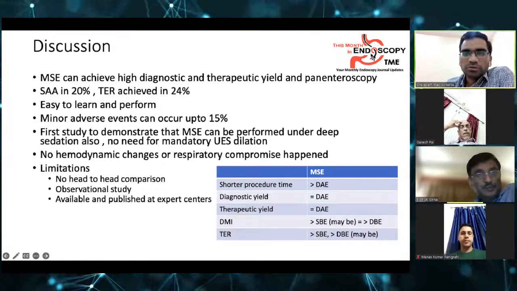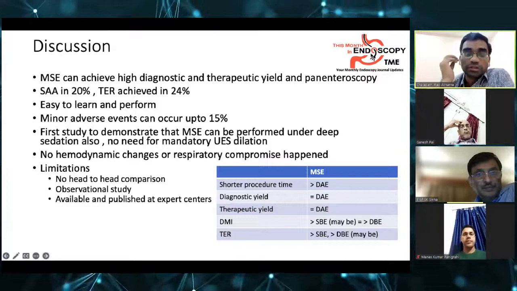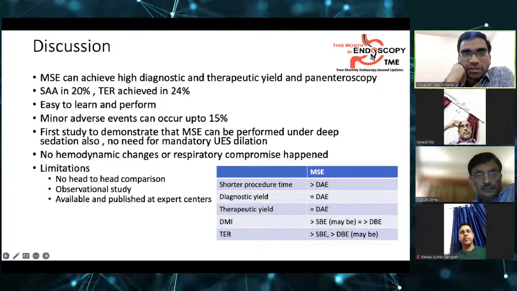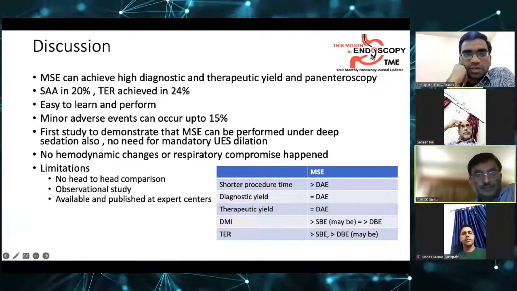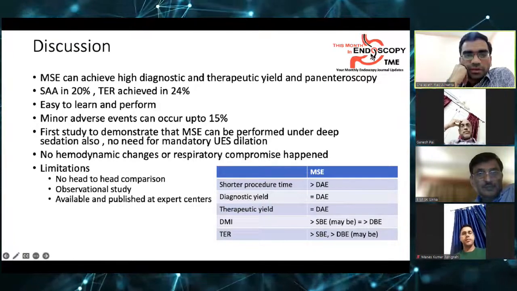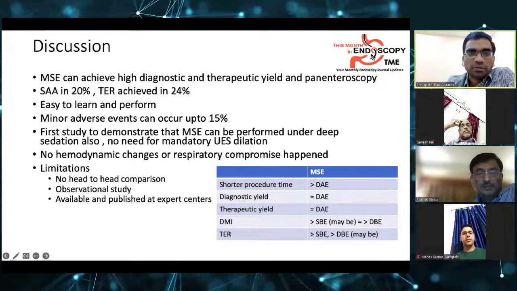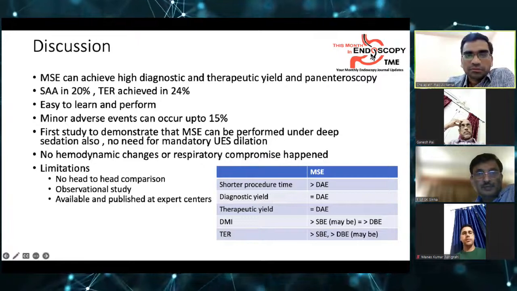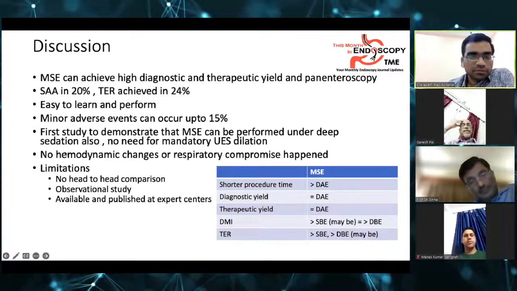And total enteroscopy is attempted only in those patients where there is no luminal stricture or mass, and probably only some GI bleeding lesion will be there, or the mucosa may be entirely normal. That's right.